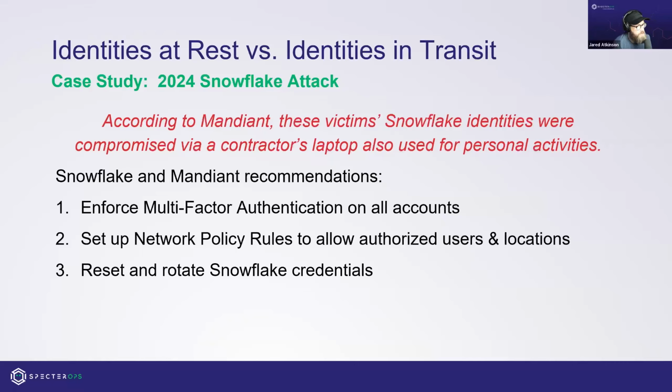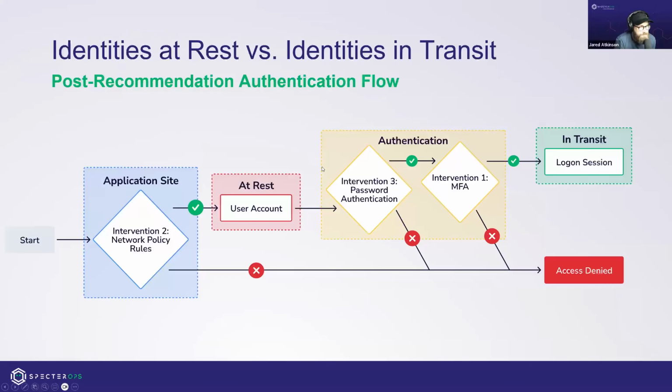One of the critiques of these recommendations, well, I think these recommendations are great. I think they don't take into account this at rest versus in transit dichotomy. What you'll notice is on this next slide, we've updated our graph here. So imagine that you have this application site that would be like your Snowflake tenant, and then you still have the same set of processes. What I've done is I've added those different interventions that were recommended by Snowflake and Mandiant, and we'll analyze how that affects this relationship between at-rest identities and in-transit identities.